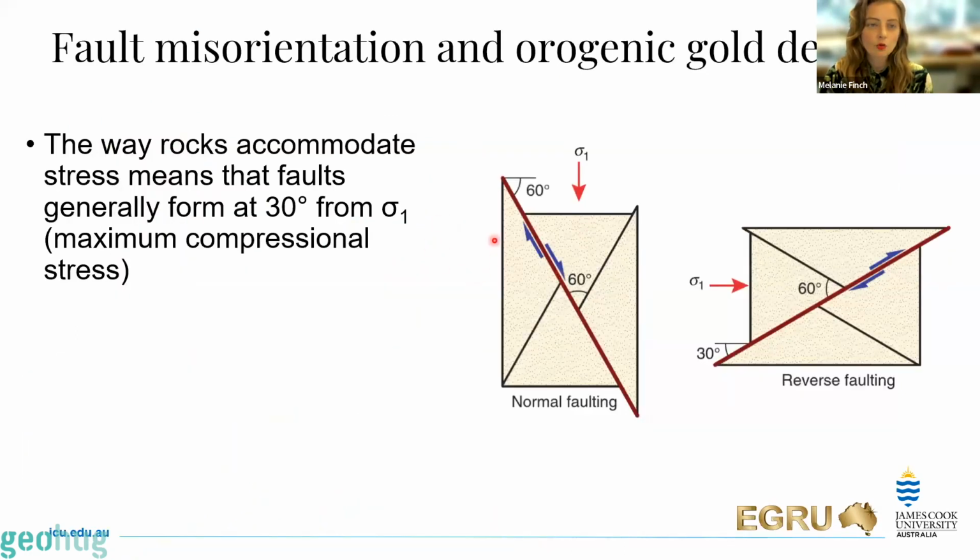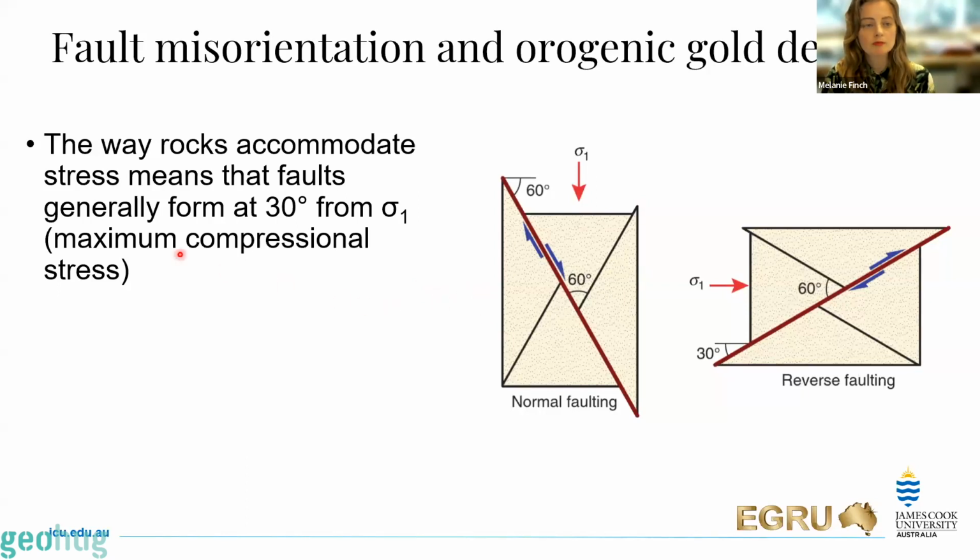Because of the way that faults actually form, you don't normally get steep reverse faults. So these faults are misoriented. The way that rocks accommodate stress means that faults normally form at about 30 degrees from the maximum compressional stress. So in an undeformed rock, that fault will form at that sort of angle.